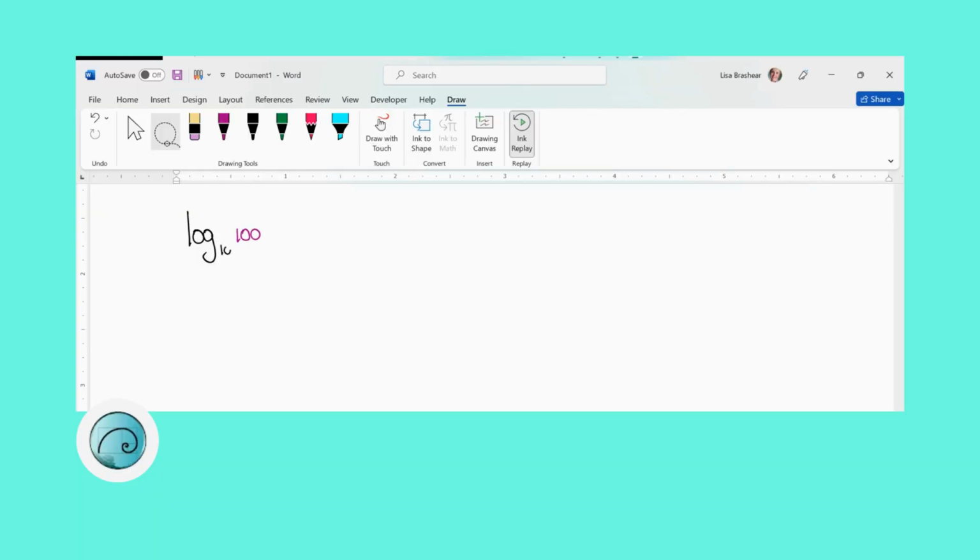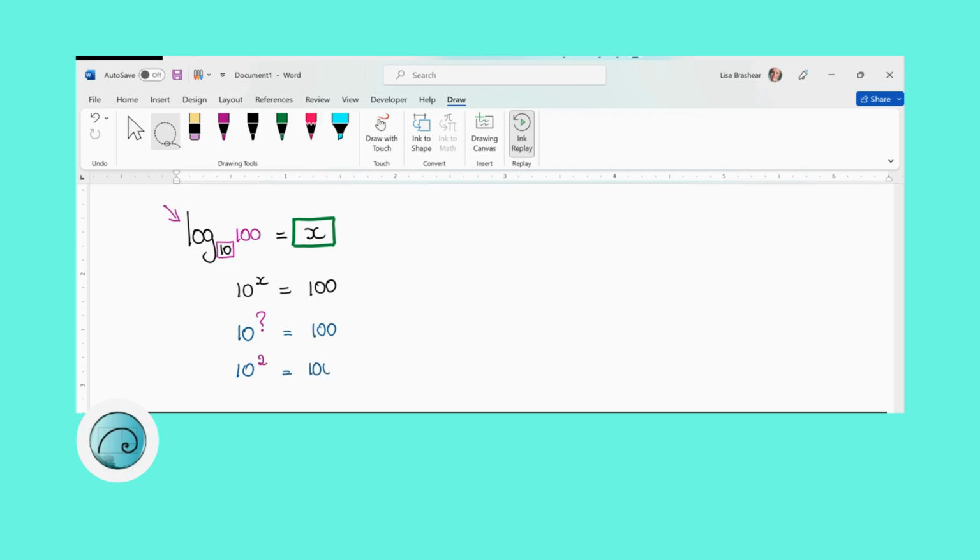The log of 100 with base 10 is equal to x. So, what is the value of x? To find the answer, it's a good idea to write this in the exponential form. It can be written as 10 raised to x is equal to 100. Remember, the answer to the log is the power to which the base needs to be raised. Here, as the base is 10, we are asking 10 to what power will give us 100? We know that 10 to the power of 2 gives us 100. So the value of x is 2.